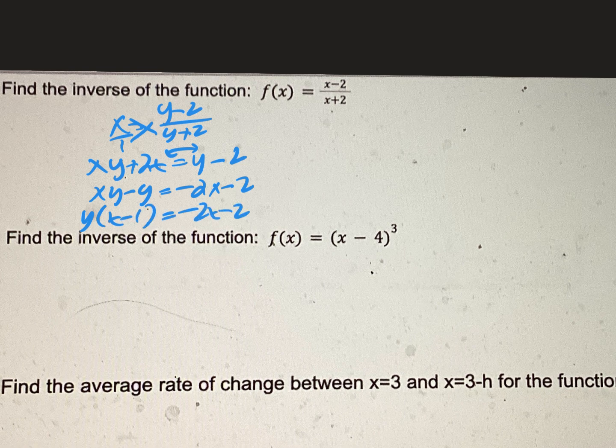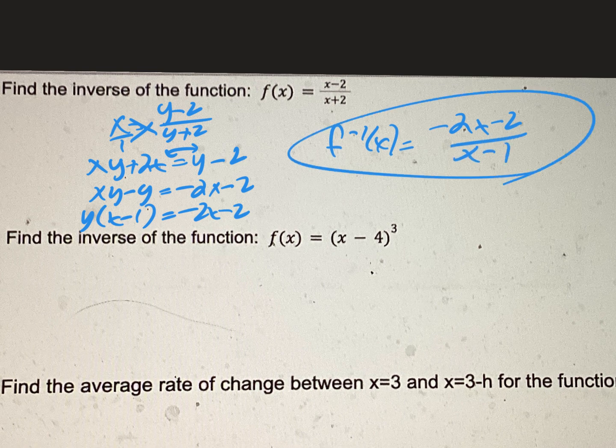Because it says y times x minus 1, I got to do the opposite. Don't forget you're going to end up with your inverse of f symbol there. And divide both sides by the x minus 1. And there you have it.